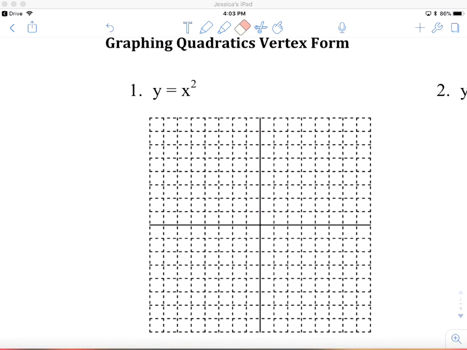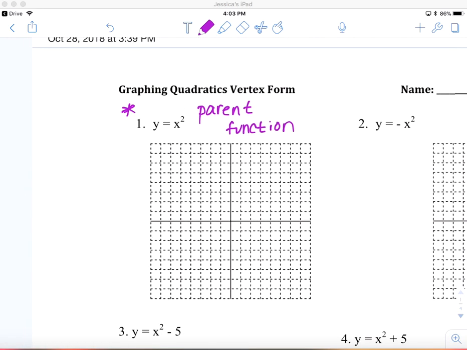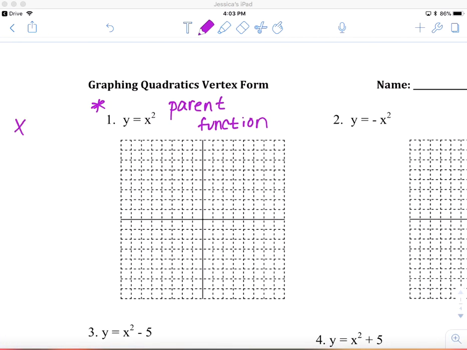Number 1 is the function y equals x squared, and this is a very important function because it is our parent function for quadratics. Every function is going to be compared to this function right here. They all come from this function. So in order to graph this by hand without a calculator, we are going to make a table.